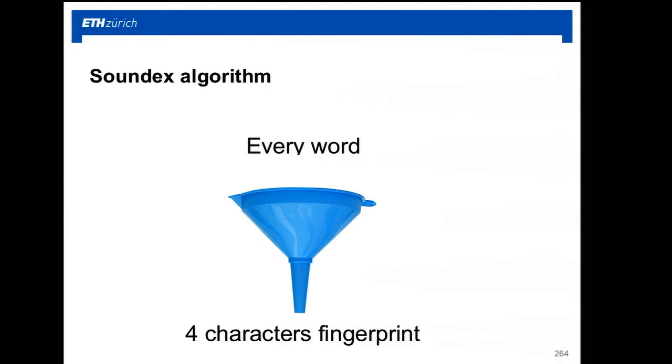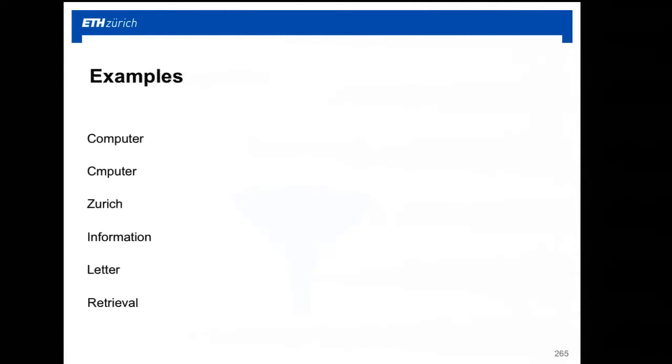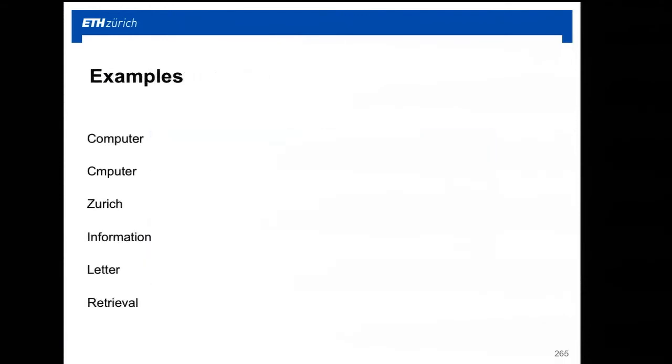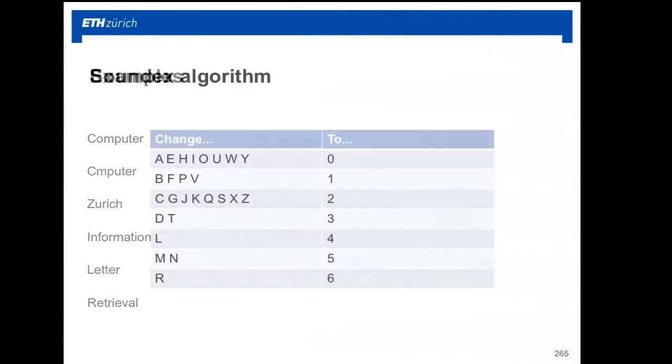You could actually use these 4-character fingerprints in order to do equivalence classes between words, and then index. Instead of indexing the words, you are basically indexing how they sound. But let me show how this is done. This is very clever. The idea, so let's say we have a couple of words that we want to encode. You can see that the first two, they kind of sound the same. Computer, computer. So you would like, ideally, for the Soundex algorithm to find some similar fingerprints.